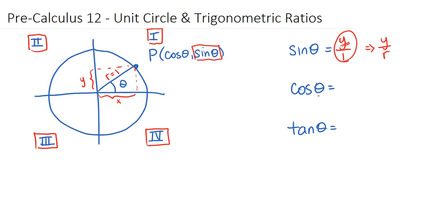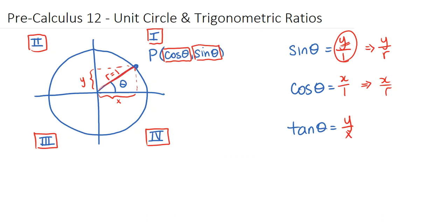When we look at cosine, cosine is adjacent over hypotenuse, so adjacent here is your x, and we're going to be over 1 for a radius of 1. We can generalize this to be x over r, and because x over 1 reduces to just the x coordinate, cosine of theta is equal to the x coordinate. Tangent is going to relate to the slope. Slope is rise over run, so y over x, and it actually relates to the slope of this line.